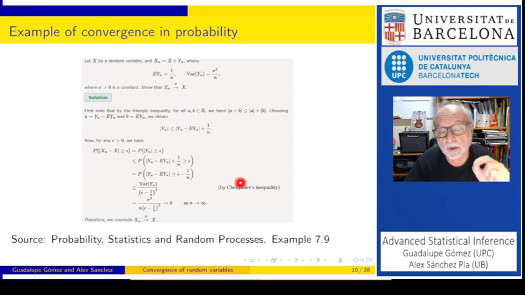And what we do here is apply the Chebyshev inequality, which is one of the most common tools. So given that the probability tends to 0 as n tends to infinity, we conclude that this sequence converges in probability to X, which is the result we wanted to prove.